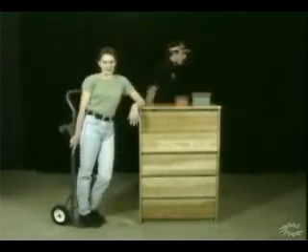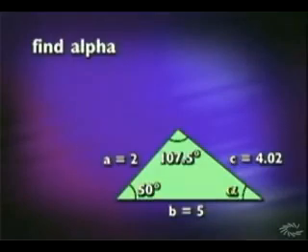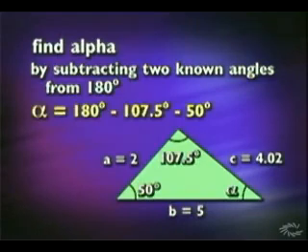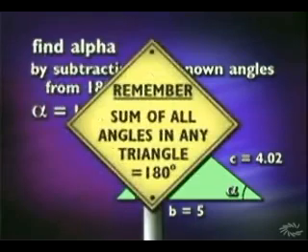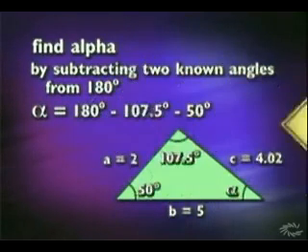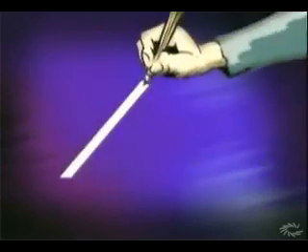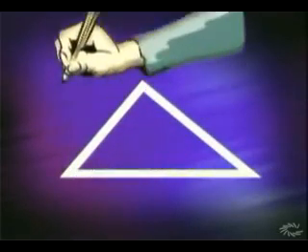Okay, solving for the rest is easy. We find alpha by subtracting the 2 known angles, 107.5 degrees and 50 degrees, from 180 degrees. Remember, the sum of all the angles in any triangle is 180 degrees. So, after subtracting, we get alpha is equal to 22.5 degrees, and here's what our triangle looks like. You can tell that all the totals we found make sense because they form a triangle. Drawing out a triangle from your answers is always a good way to check your work.